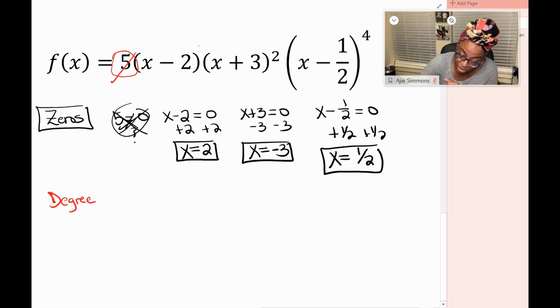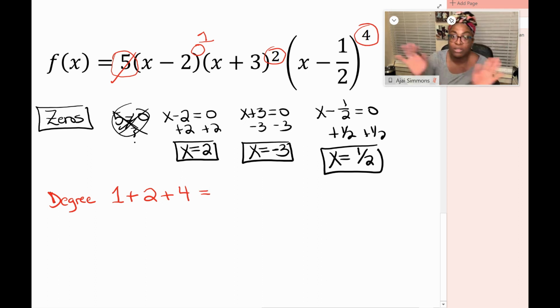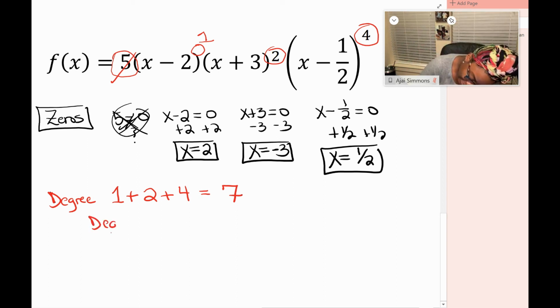Let's go to the next one. So what's the power here? 1, okay? So we got 1 plus, what's the power here? 2 plus, what's the power here? 4, okay? So you take all those numbers, you add them together. 1 plus 2 plus 4. Let's see if I can add this better than the last one. 7. Okay. So the degree is 7. The degree of this polynomial is 7.